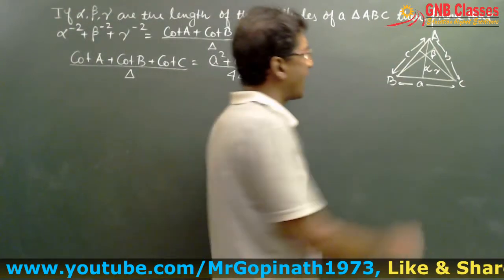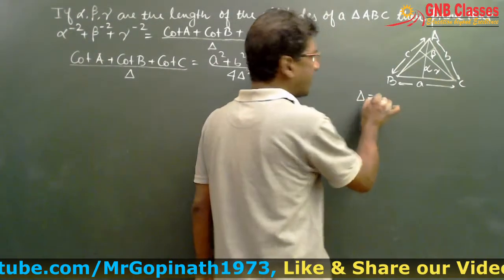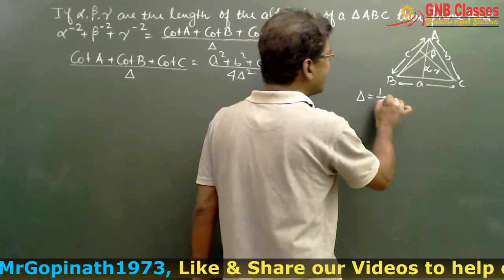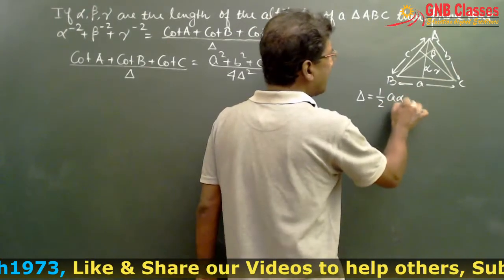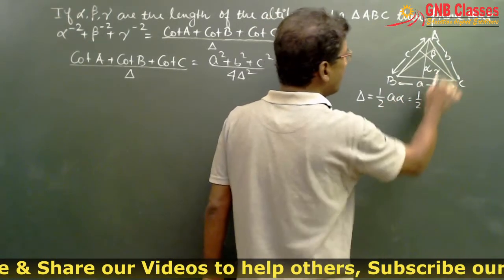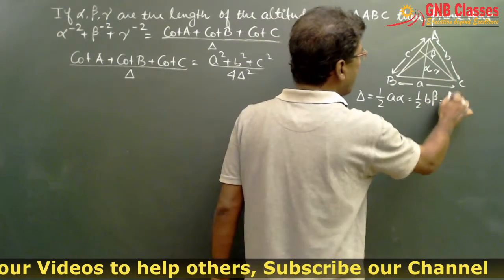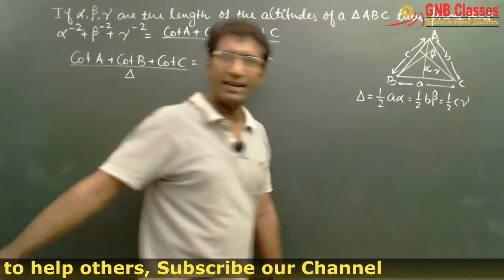Now, let us come to this triangle. What is the area of the triangle? Half into base into height, that is half A alpha, or it can be half B beta, or it can be half C gamma. Am I correct?